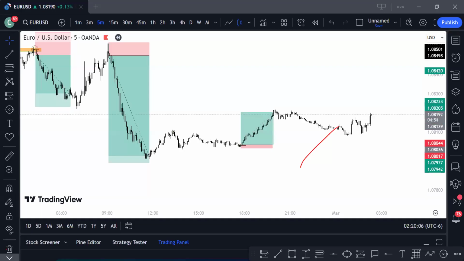So now we have this buy setup here. Price respected this buy, which means where is price going to? Price is coming here, because price respected this.